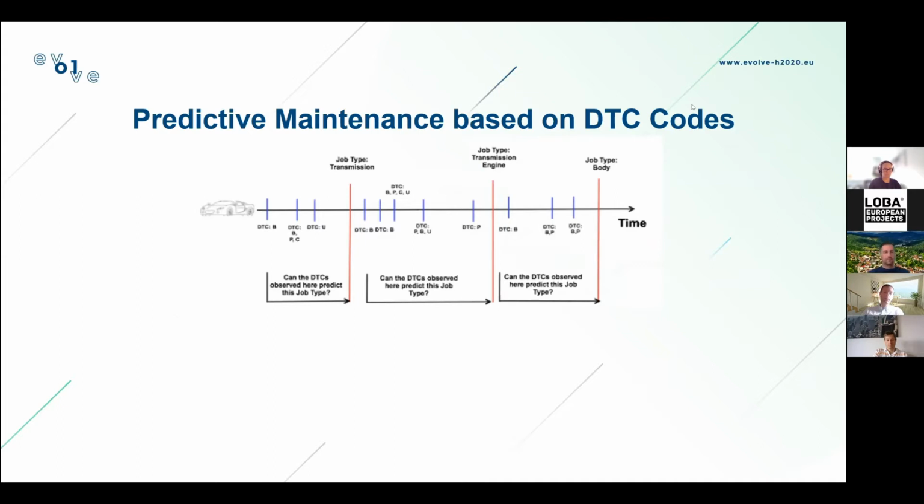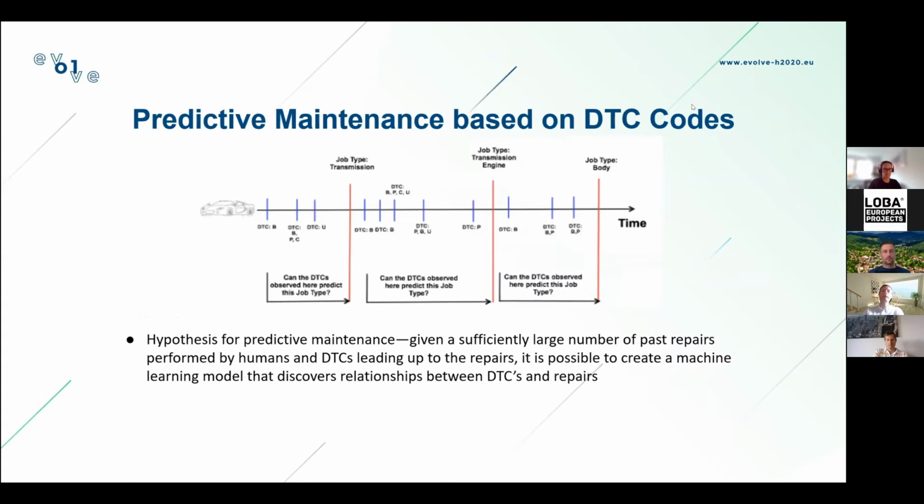So our hypothesis for predictive maintenance was basically that, given a sufficient number of repairs performed by humans, coupled with the DTC codes that lead to those repairs, is it possible to create a meaningful machine learning model that will discover a relationship between the DTC codes and the repairs at the end?